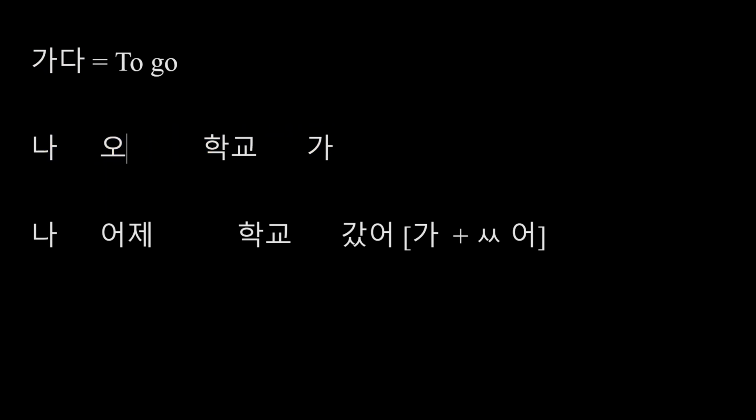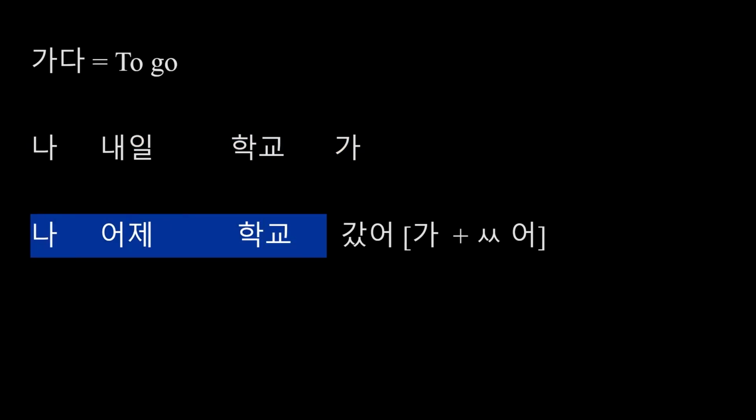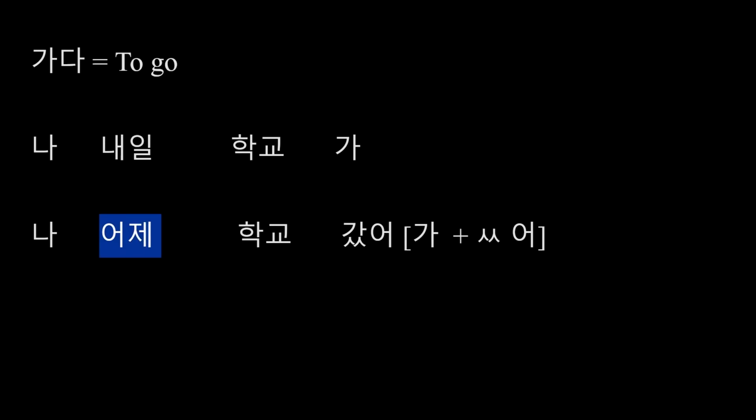And also, as we learned, it can be the future as well. 나 내일 학교 가. So this becomes the future. And here we have a new tense, the past. The 어제 means yesterday, and 갔어 means went. And how it forms is explained here.